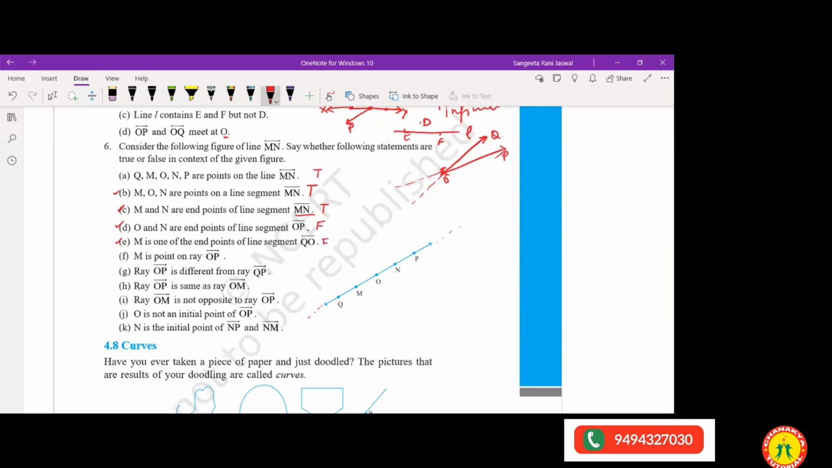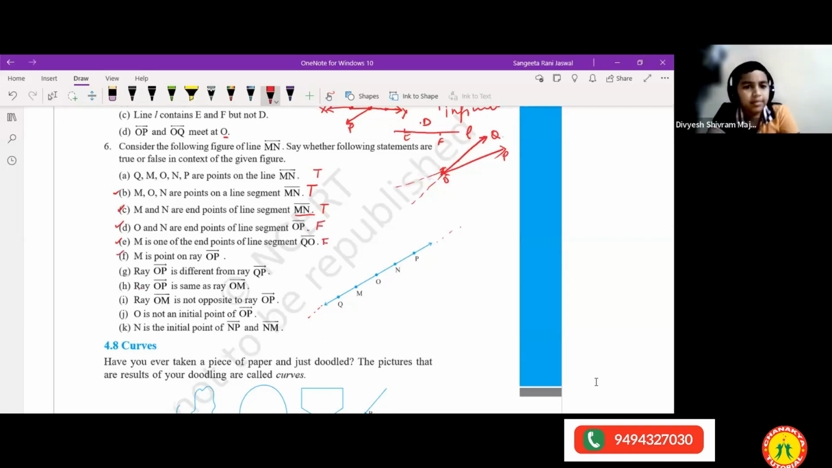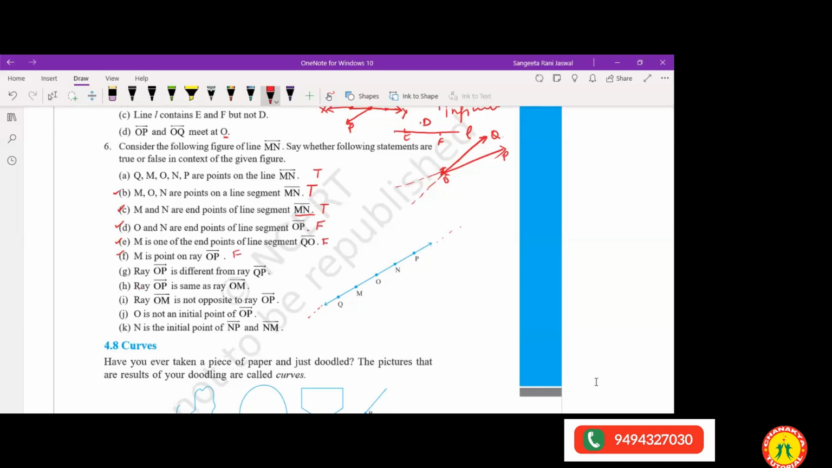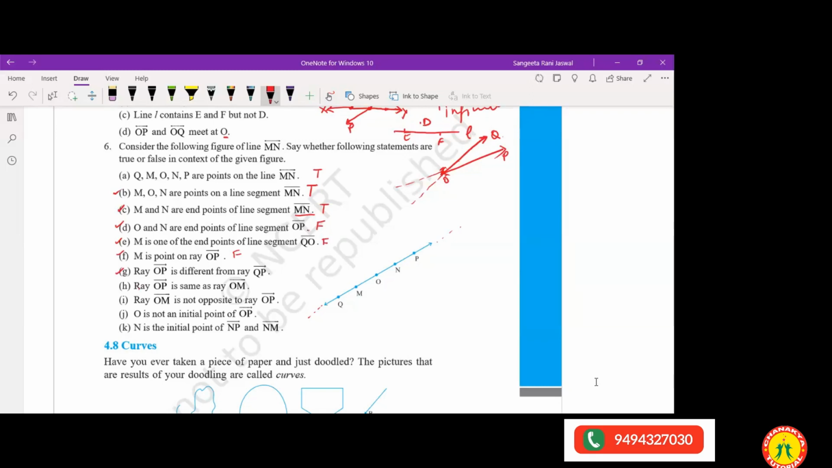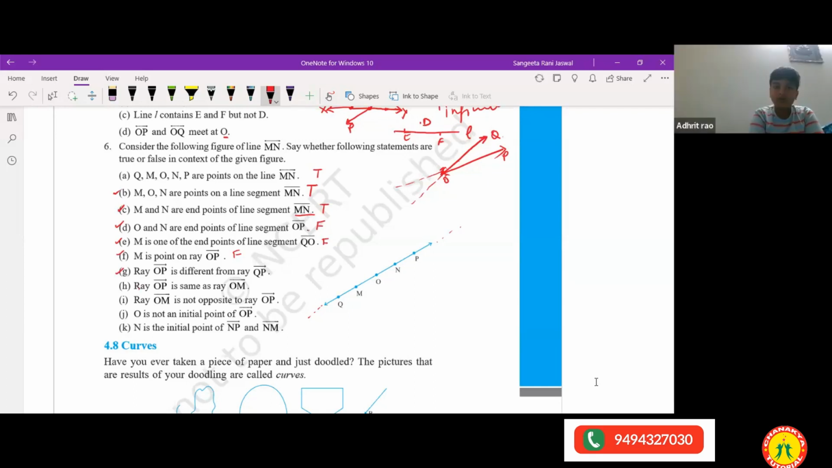Next, who is the next child here? Okay, I'll start with Divesh. Read the next one, F part. M is a point on ray OP. Ma'am, it is false. It is false. Okay. Adrit, read the next, G part. Ray OP is different from ray QP. I'm saying false.